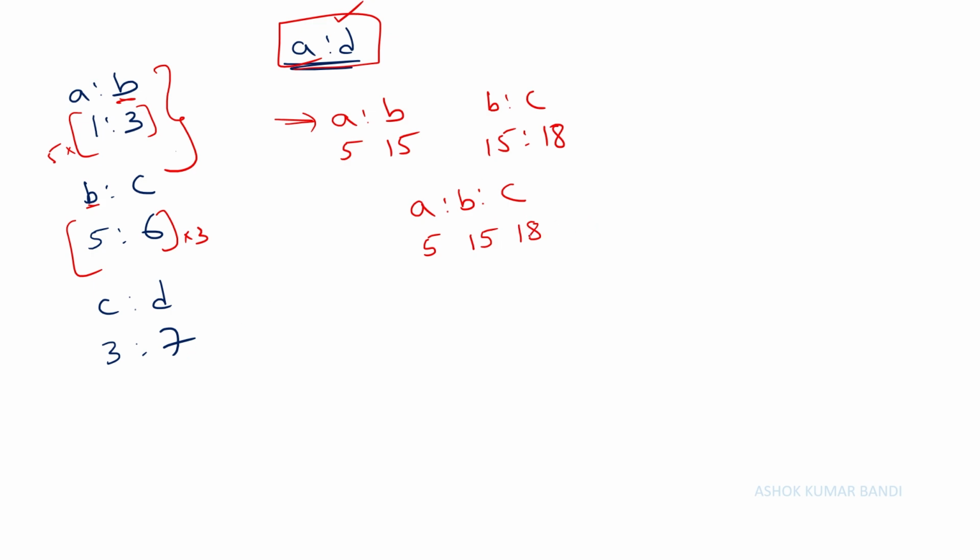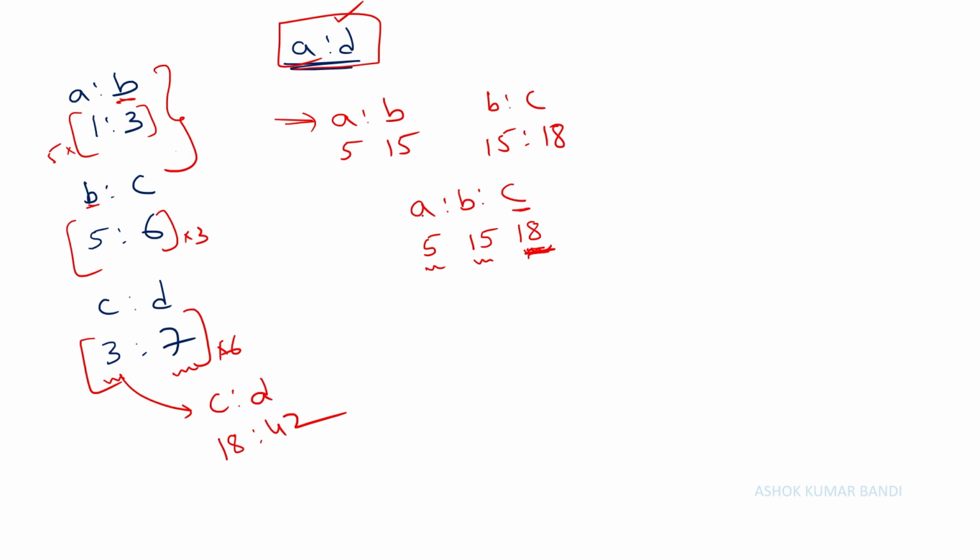But as you can see here, here you have C as 18. So when C is 18, A will be 5 and B will be 15. But D is 7 when C is 3. I have different values for C, so I can't combine them. So multiply this entire ratio with 6 so that I can get 18 here. I mean, I can get the C value 18. So now C is to D becomes 18 is to 42.